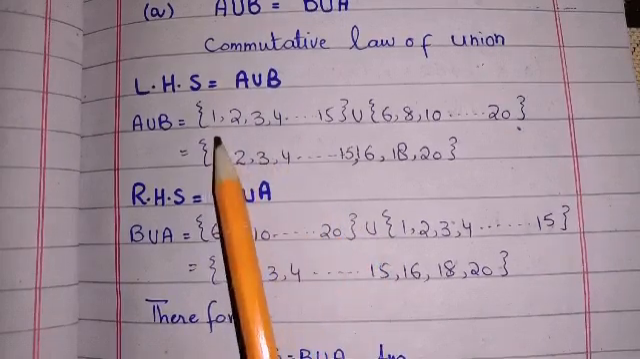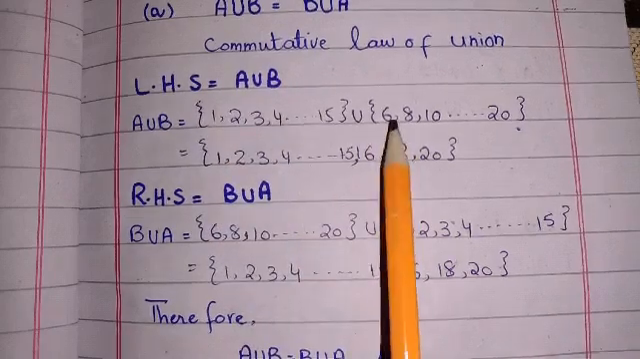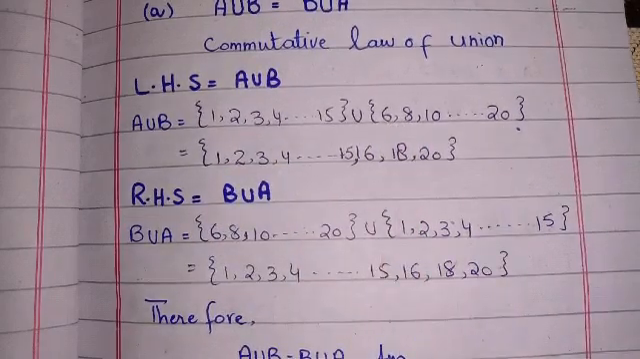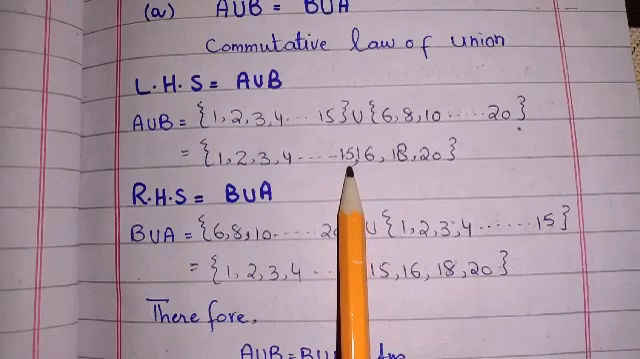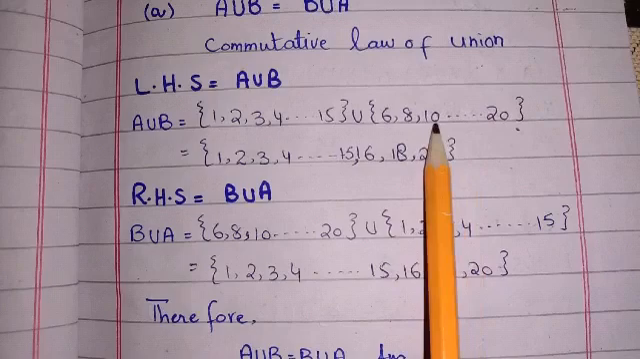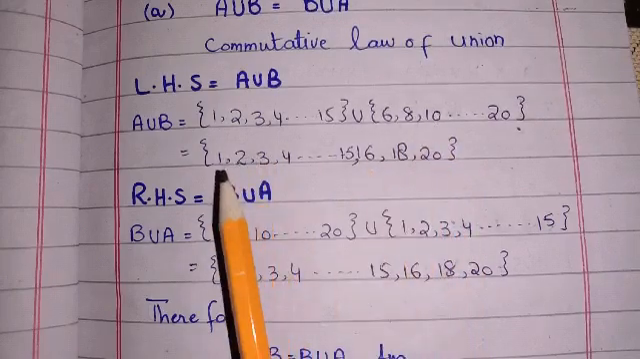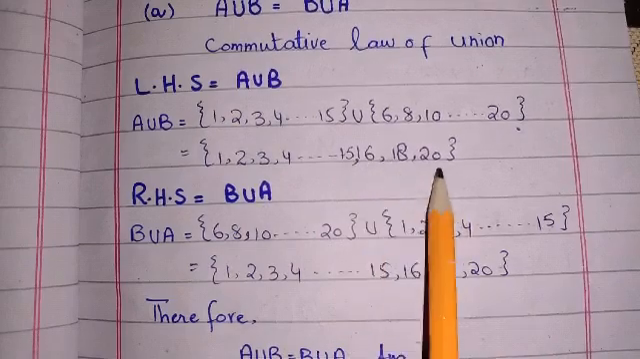Now students, as you can see, in A we have natural numbers 1 to 15 and in B we have even numbers 6 to 20. So in our A union B set we have 1, 2, 3, 4 up to 15 whole. Then we will write only the even numbers 16, 18 and 20 which are lying in the B set. A union B is equal to 1, 2, 3, 4 up to 15, 16, 18 and 20.